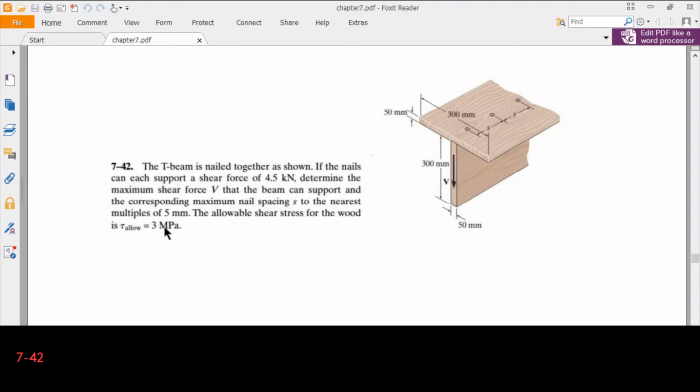Certainly it is the maximum value. Therefore we will compare it with the maximum shear stress, and in fact we know that the maximum shear stress is obtained on the neutral axis. Since the cross section is not symmetric, we first need to determine the location of the neutral axis. So this is what we are going to do, in fact.